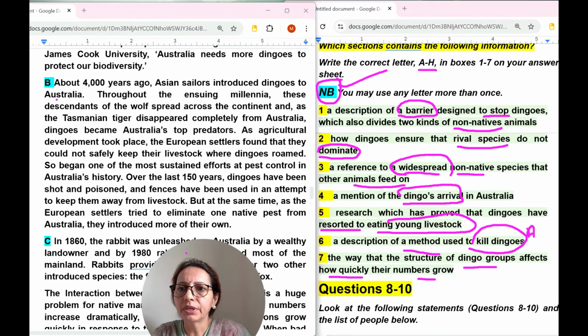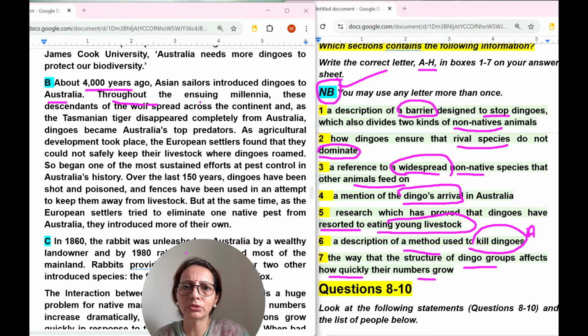Now I am going to read paragraph B. About 4,000 years ago, Asian sailors introduced dingoes to Australia. So one statement was saying barrier is not the rival species, reference to widespread, no mention of dingo's arrival in Australia. But yes, a little bit we will read more. About 4,000 years ago, sailors introduced dingoes to Australia. So that is confirmed. The fourth one will come with B.